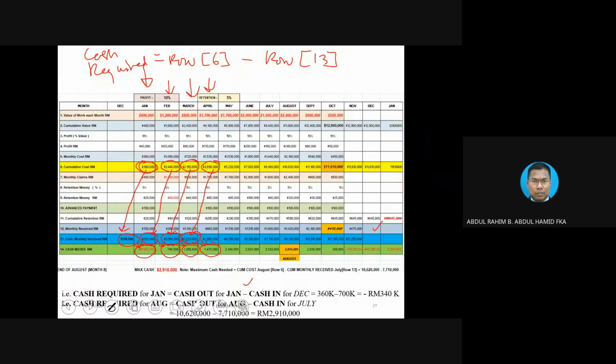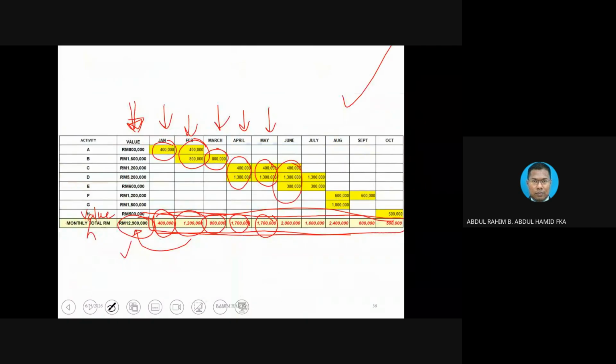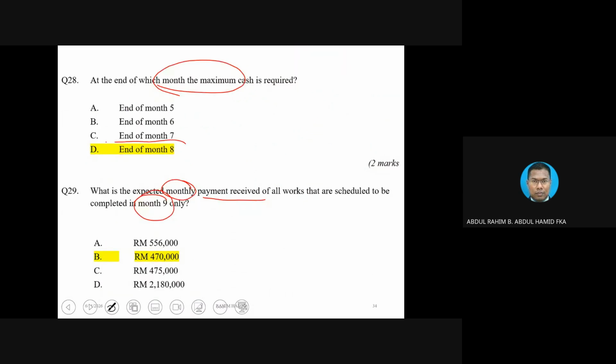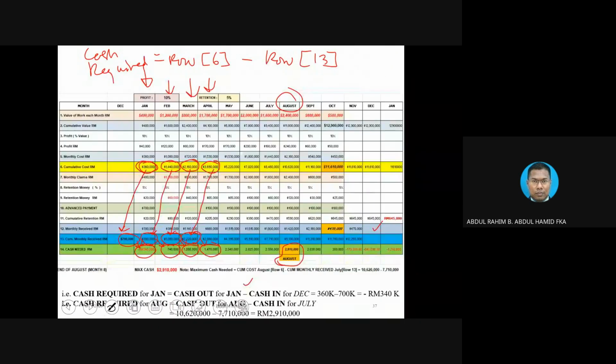All right. So if you do that, you notice in the table here, there is a bigger value, 2910, that appear in the month of August. So this is the maximum amount. Okay, the maximum amount that happened in the month of August or 8. Okay, so that will be the answer.